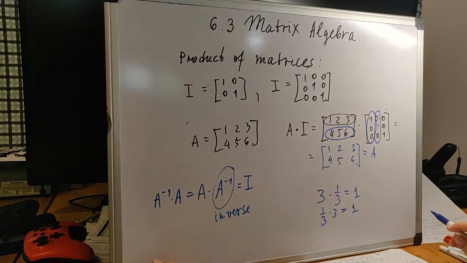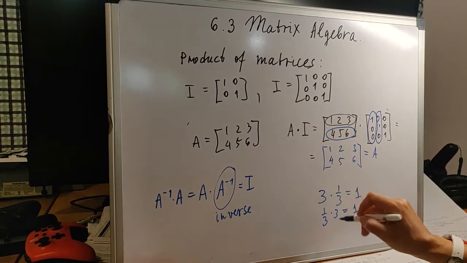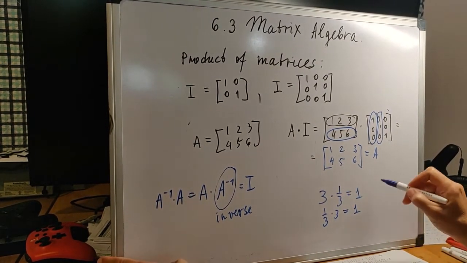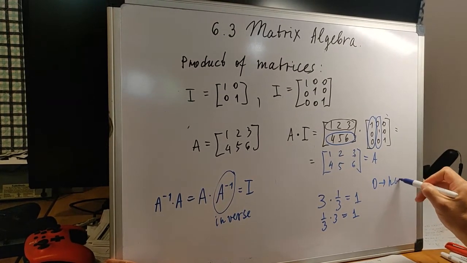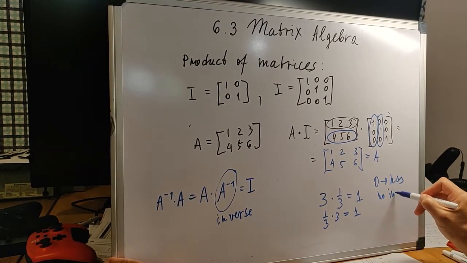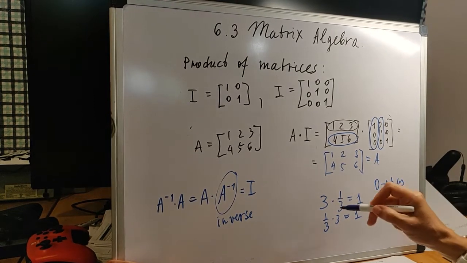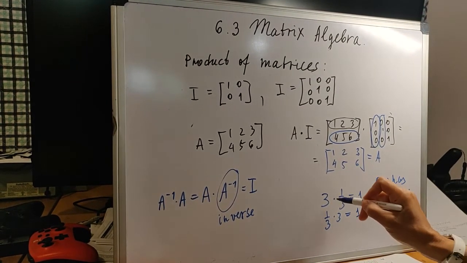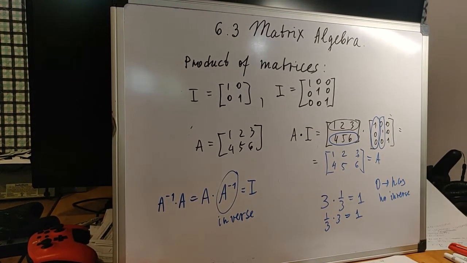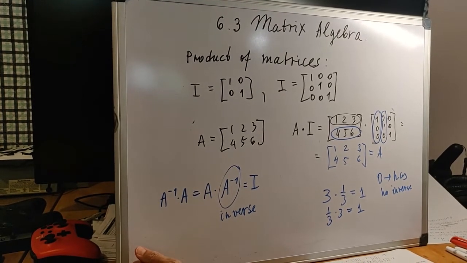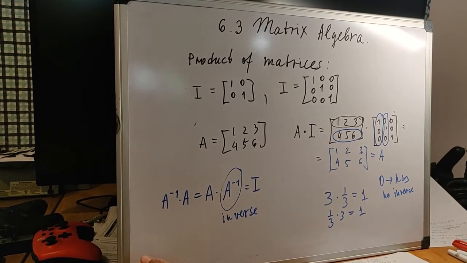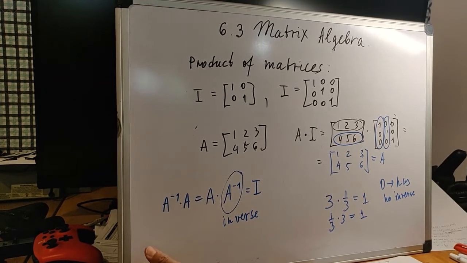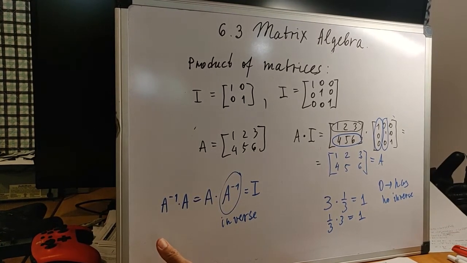Does every matrix have an inverse? We do know, for example, that for numbers, 0 does not have an inverse. You cannot put 0 in the denominator and say, okay, 0 multiplied by something is going to give me 1. Actually, it's impossible, right? For matrices, we also have matrices which do not have inverses. So not all of them are going to have inverses.